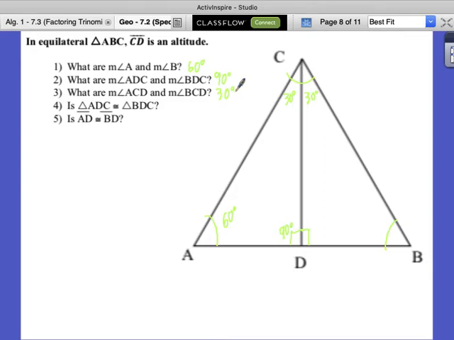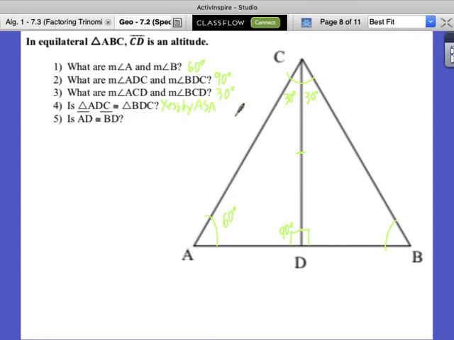Do we have enough information to prove these triangles congruent? Yes, we do. By what method? Angle side angle. What side do we know? Yeah, CD, DC. We know that side. So we know these triangles are congruent, by angle side angle.